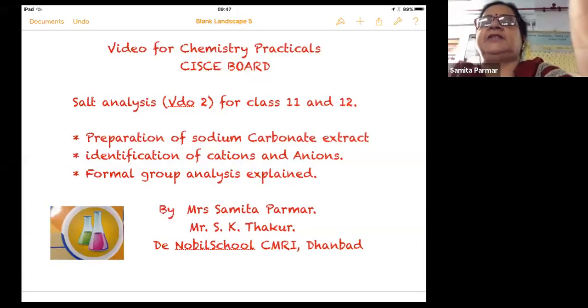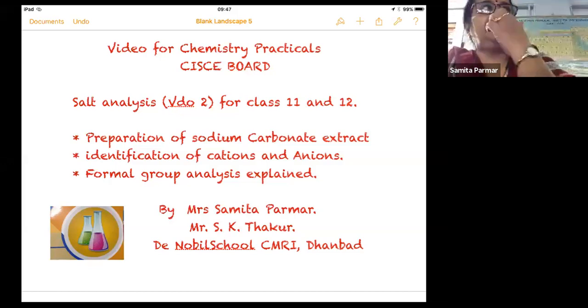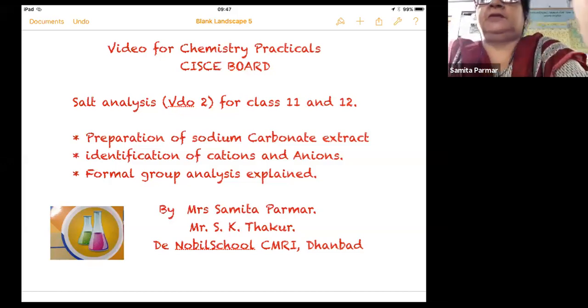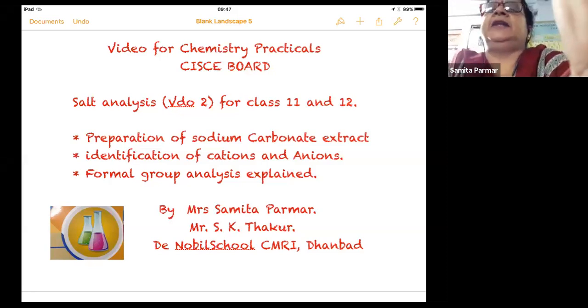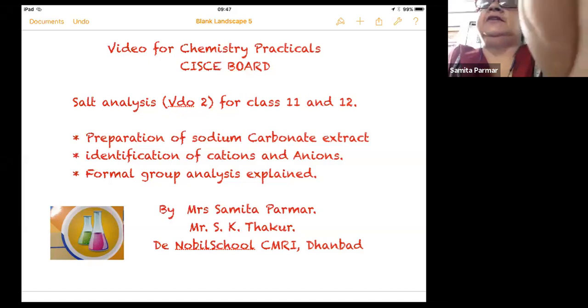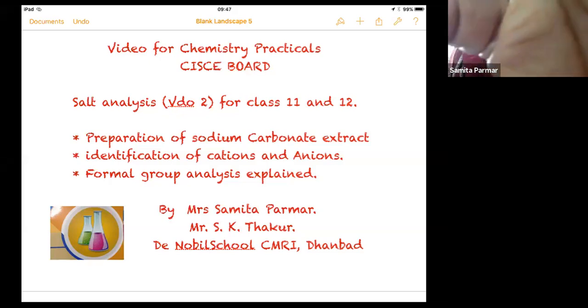I'm going to begin now with the salt analysis. There are two salts that we are going to show today. We are going to analyze that for one cation and one anion as it is given in the syllabus. Okay. So if we go to the syllabus part, you will see the next slide is of the syllabus. This is for standard 11.